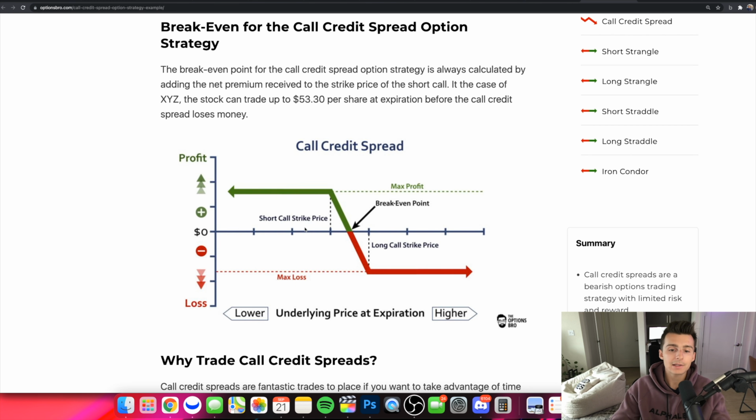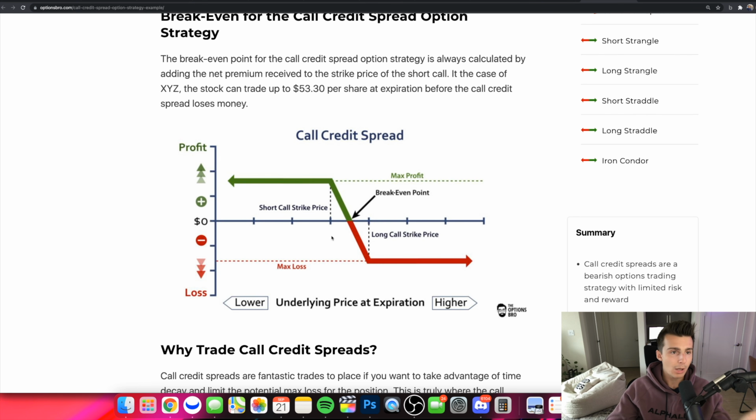The only problem here is if the stock expires above where we shorted the call and below where we went long the call, that's where we start having to worry about the break-even point, and it will depend based on the premium you paid and the different strike prices, which we're going to talk about here in just one second.